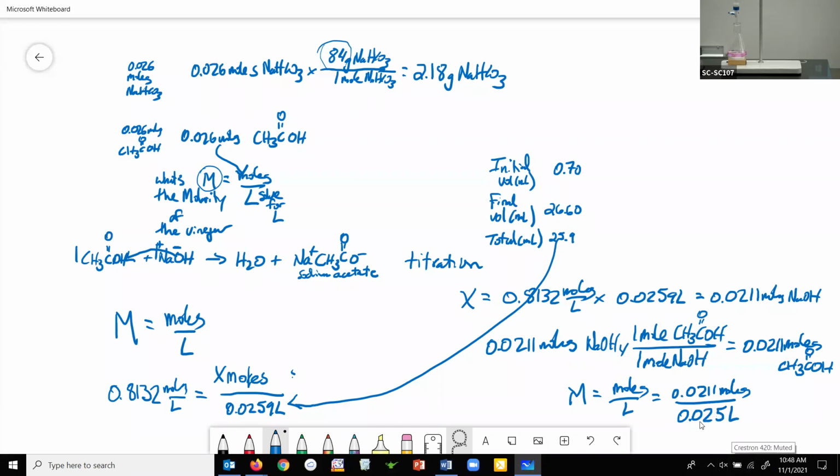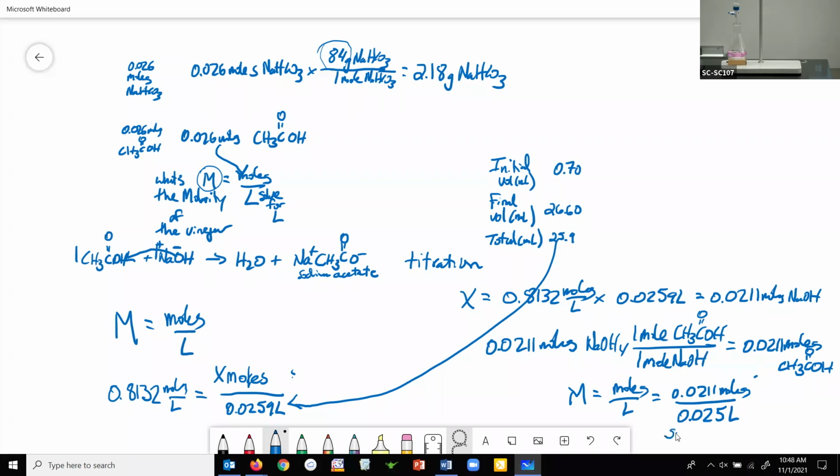Now, let me just check, see if you were paying attention. Where did I get this 0.025 from? It's the volume of the vinegar. Now that's up to you. You can do any volume of vinegar that you want to test. The bigger the volume of vinegar, the longer the titration is going to take. The smaller the volume, the shorter it's going to take. But you want to use at least 10 milliliters. Anything less than 10 milliliters, and now you've got to be really good at your titration technique to get a decent result.